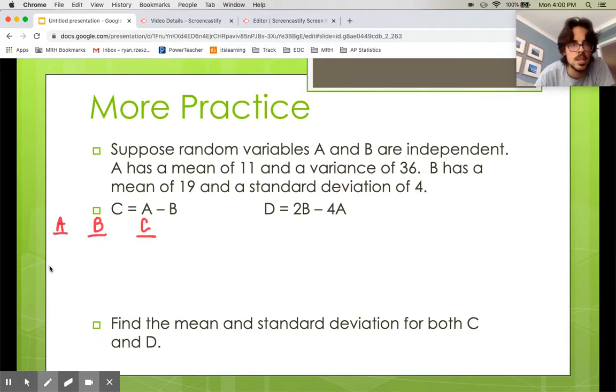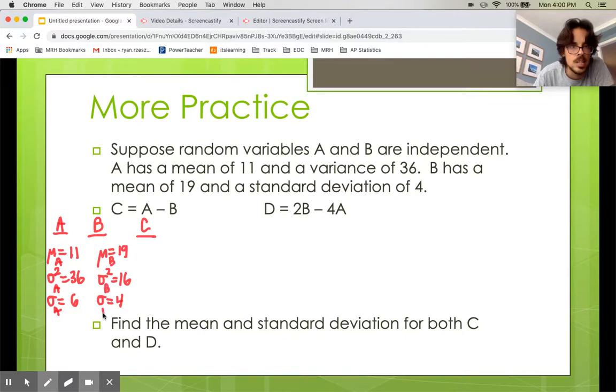A has a mean of 11 and a variance, this time they give us a variance of 36. If the variance is 36, that means the standard deviation is 6. And then looking at B, B has a mean of 19. B has a standard deviation of 4, so careful where you're putting everything, which means the variance for B is 16. Okay, I really should have subscripts on all of these, but such is life, I guess. Putting down my little subscripts here.